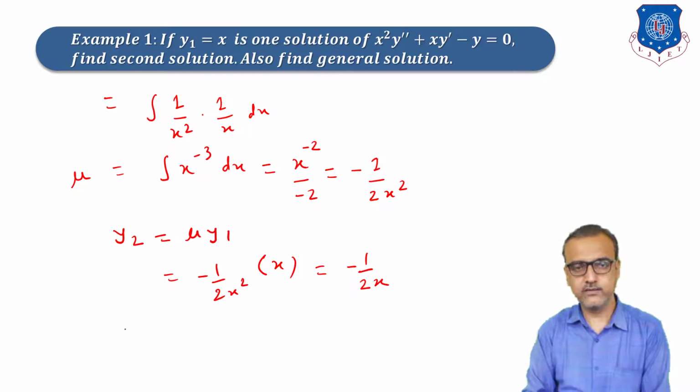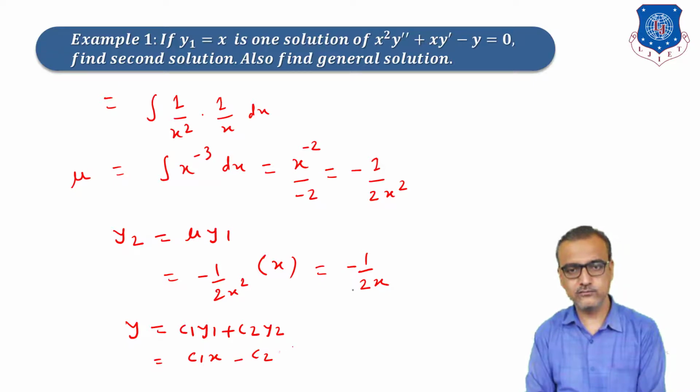Now we will write the general solution y equals c1 y1 plus c2 y2. c1 stays as it is, y1 is x, c2 stays as it is, and y2 is minus 1 upon 2x. So plus minus, that is minus. If you multiply c2 by 1 over 2x, you get c2 by 2x. So this is the general solution.